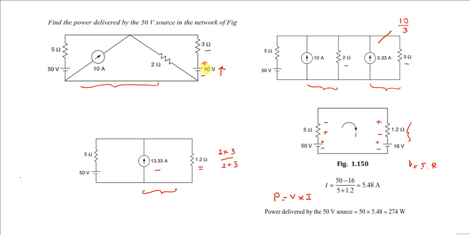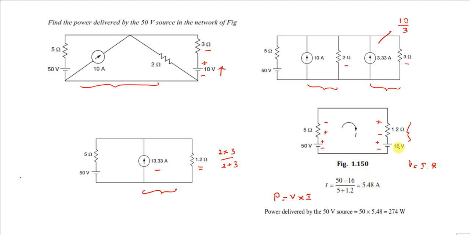Or similarly, if they ask the same problem, find the power delivered by the 10 volt source, then you have to retain this 10 volts and 3 ohm as it is. Now you have to do the conversion from this side. You can convert the 50 volts in series with 5 ohms into a current source. Then follow the same procedure you did here, and you will get a similar type of circuit. After that, once you find the current here, we'll get the same 5.48.